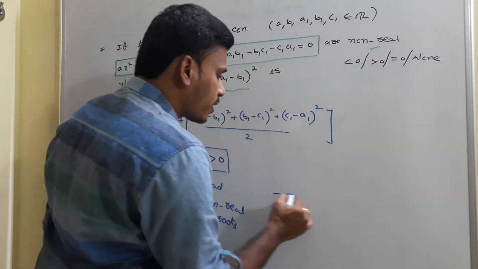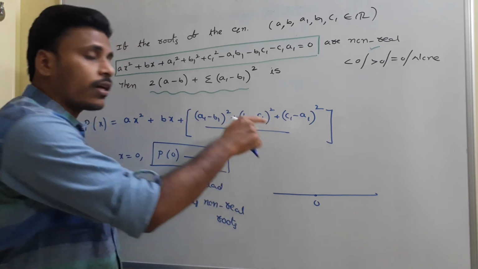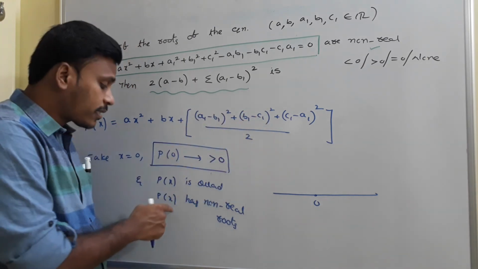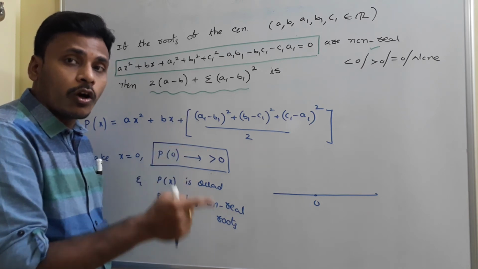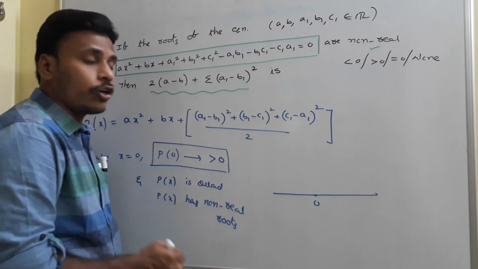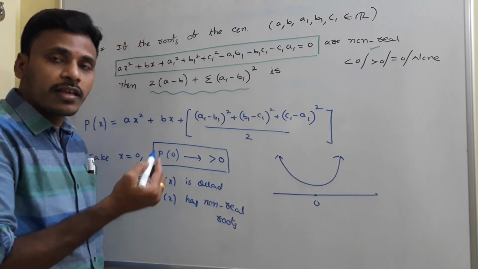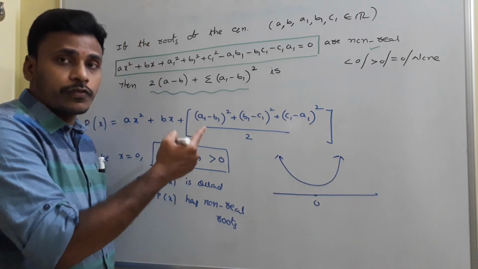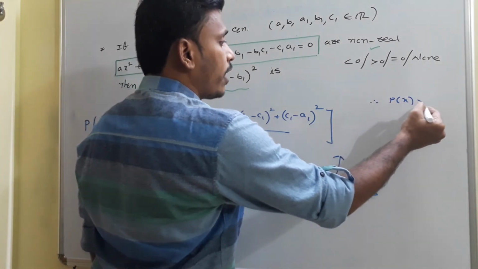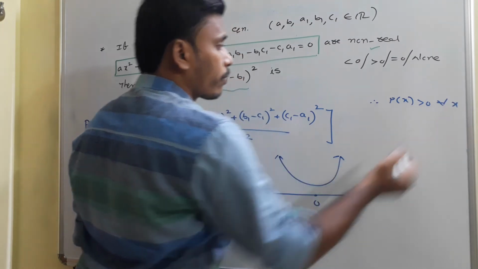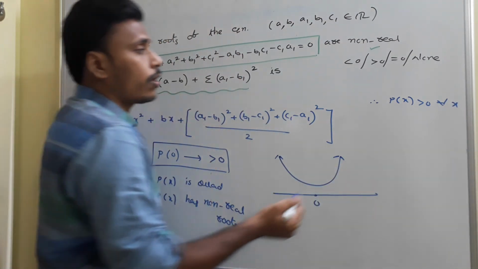So when you take the x-axis, somewhere you have 0, right? At this point 0, the graph is above the x-axis. As from this statement, P of x is always positive or always negative. Since this P of 0 is positive, this may be the rough sketch. The graph is always above the x-axis. If this is the rough sketch, from there we will conclude that therefore P of x is greater than 0 for all x. Since P of 0 is positive, P of x is positive for all x.